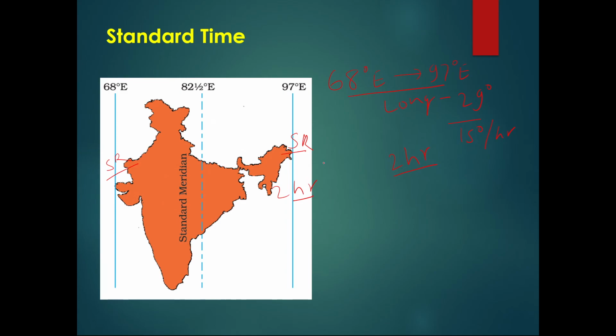So if the sun rises at 6 a.m. in the morning in Arunachal Pradesh, then it will rise here by 8 a.m., because the earth rotates from west to east. We have learned about it. So the sun will rise here first and then here, and also the sun will set here first and then here. So if the sun sets by 5 p.m. in the evening here, then the sun will set here at 7 p.m. in the evening.